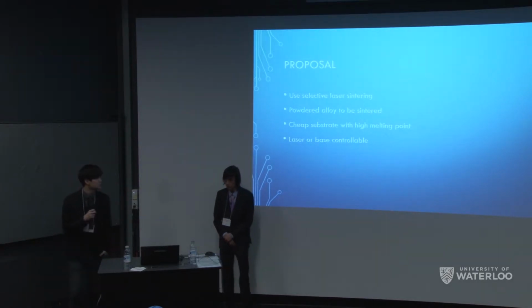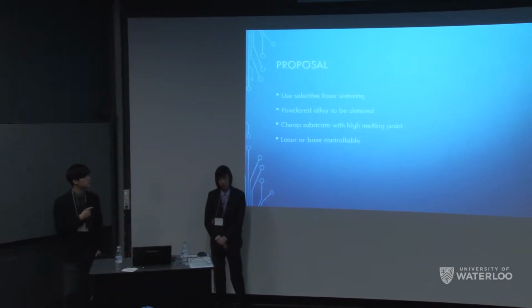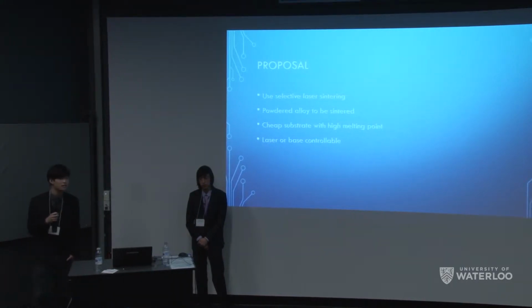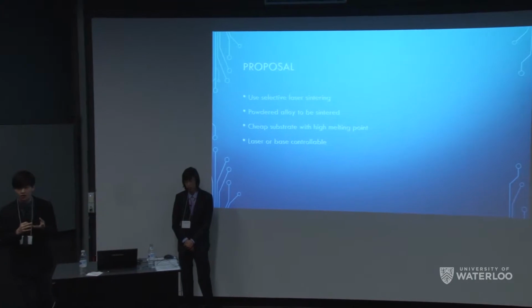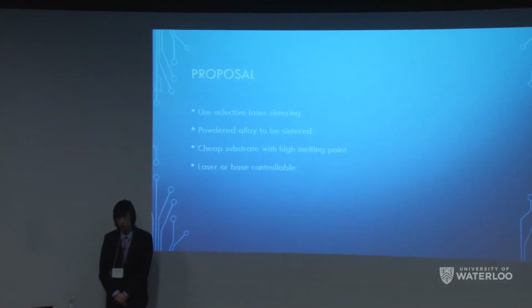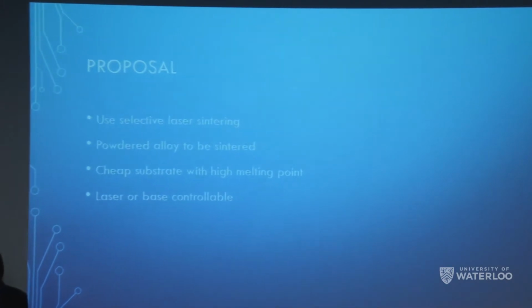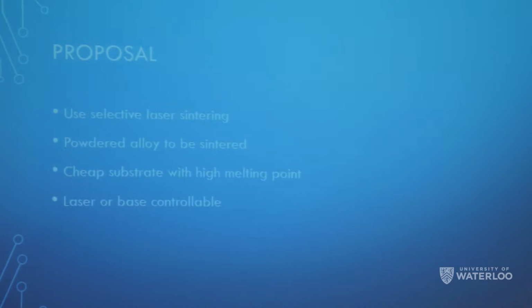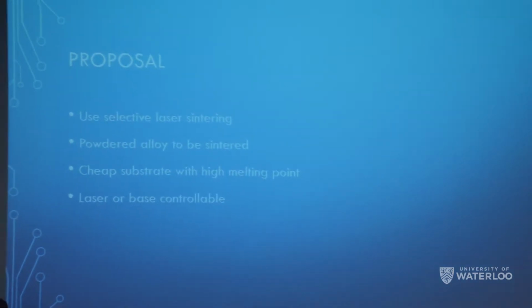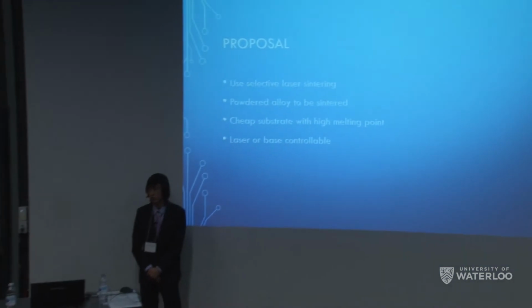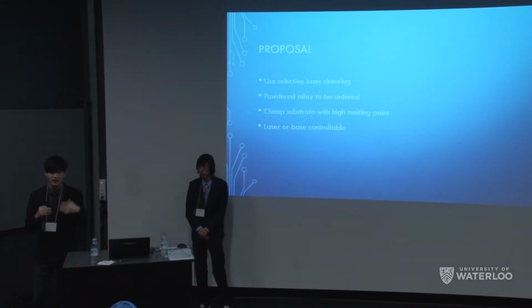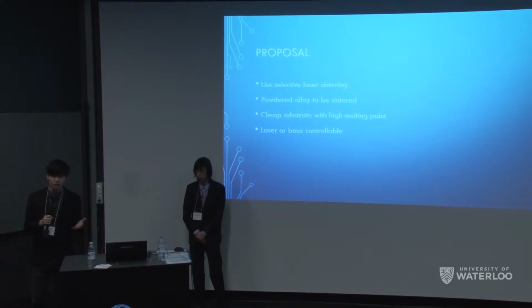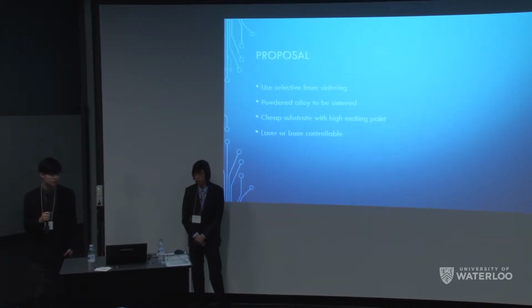So the proposal: after looking at a couple technologies, we decided to go with selective laser sintering. And Corey will talk a little bit more about that afterwards. But the general idea is that we wanted a powdered alloy base on top of our substrate, a cheap substrate with a high melting point so that we could sinter onto it. And we wanted either the laser or the base to be controllable so that we could trace out the tracks that we needed. Then we would use sintering to actually create the tracks, and the loose powder bed, the powder that was not sintered, would just brush off afterwards.